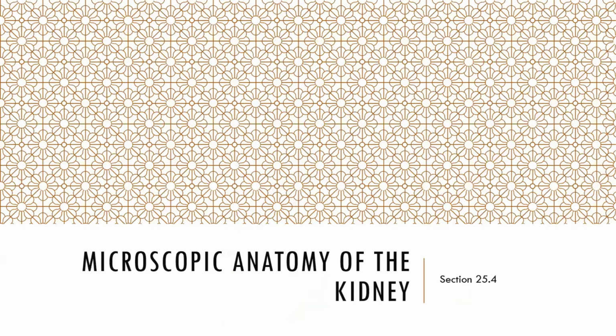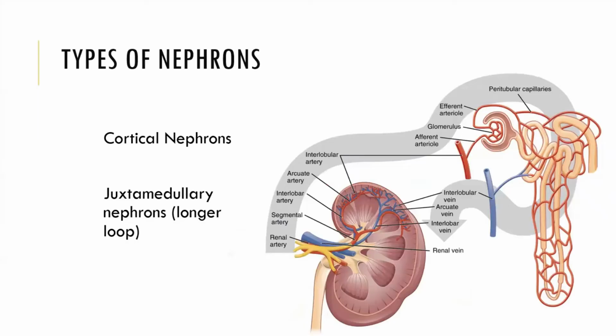Now let's look at the smaller microscopic anatomy of the kidney. Okay, we have nephrons, which are the functional units of the kidney. There are two types of nephrons. We have what's called cortical nephrons, which comprise about 85%, and juxtamedullary nephrons, which comprise about 15%.